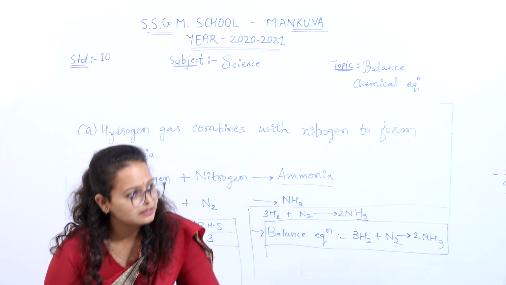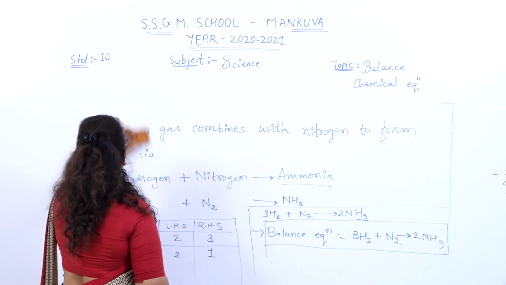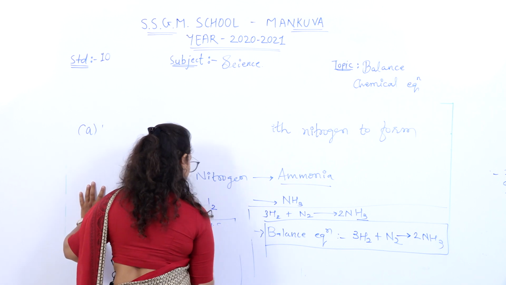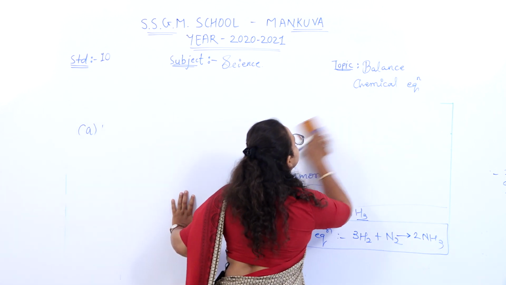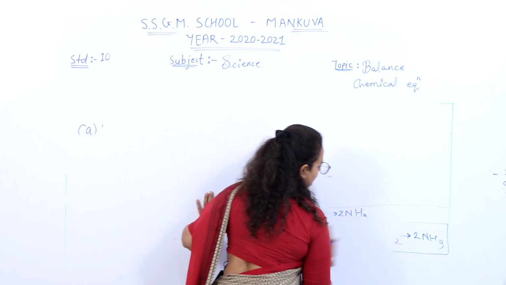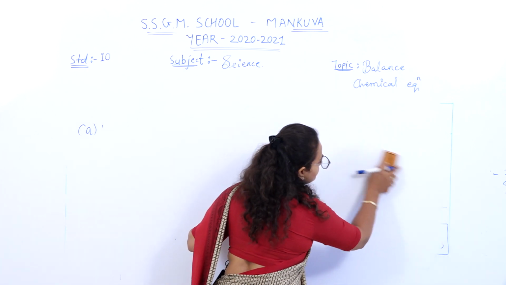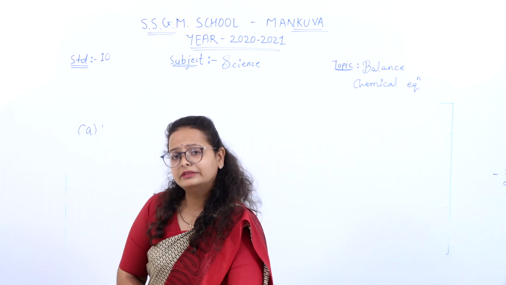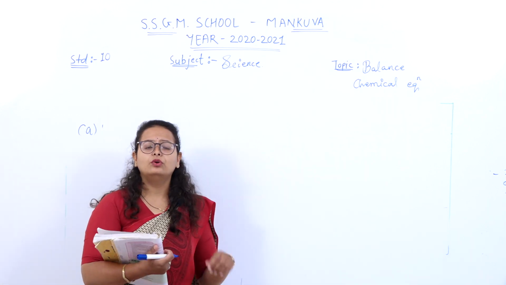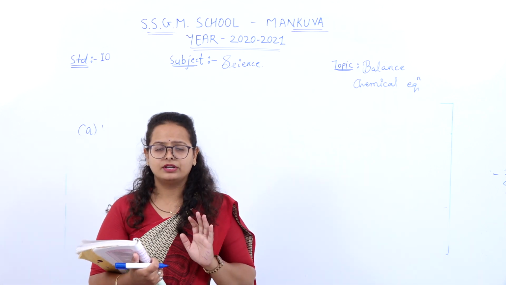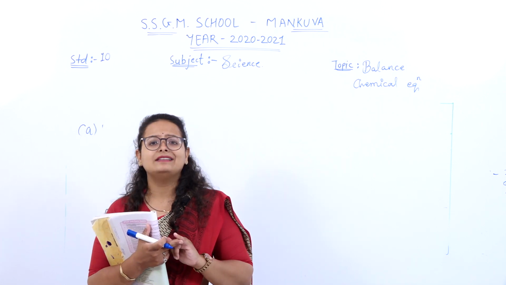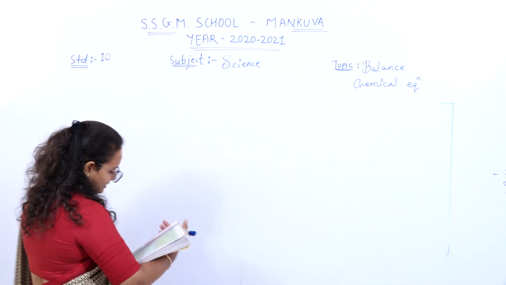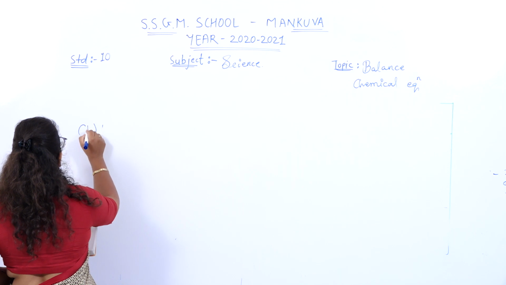The next one is, dear students, this is a very easy task. For that, you should only know how to make a chemical equation. If you know the chemical formulas and valency of the elements, this balancing of equations is a very easy task. Let us take question B.